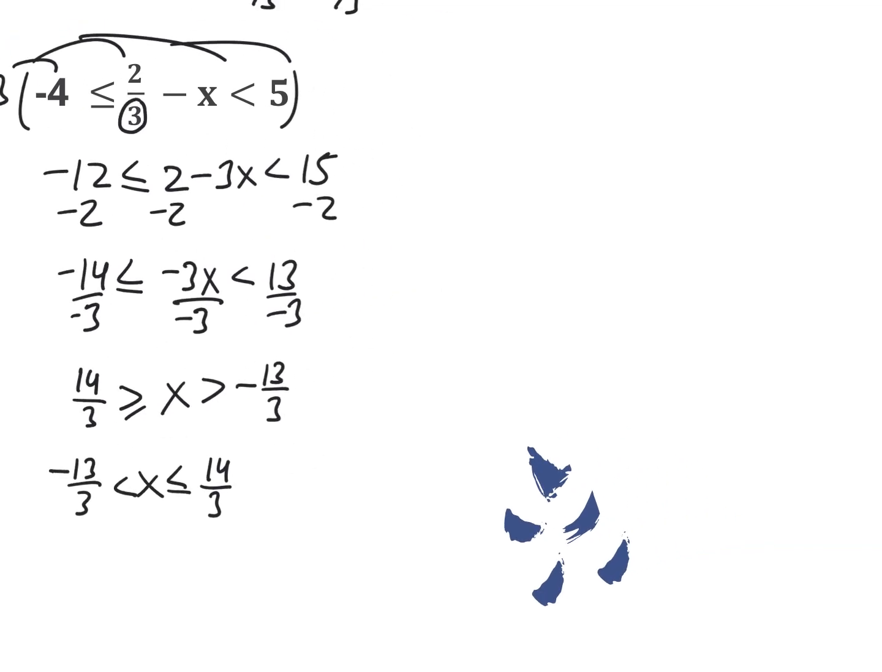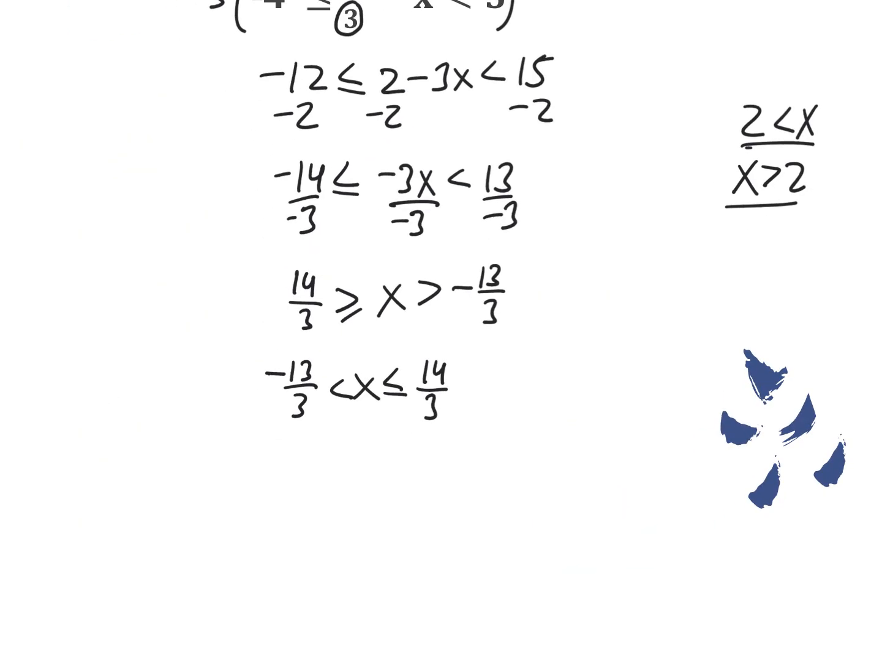This is always allowed, right? Even if I had something like 2 is less than x, right? x is greater than 2 is an equally valid statement, right? So these are exactly the same thing. So I can always reverse the inequality and it'll be exactly the same statement, right? So this is our answer as an inequality statement, right?